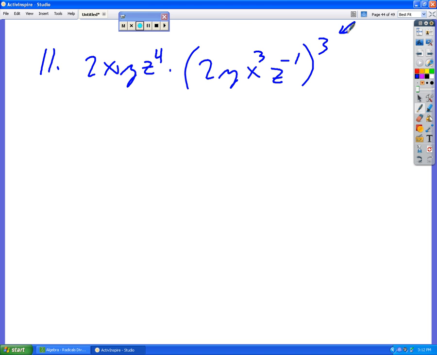So what is 2 to the third power? Well, 2 to the third power means 2 times 2 times 2. 2 times 2 is 4, and 4 times this 2 is 8. So this is an 8.